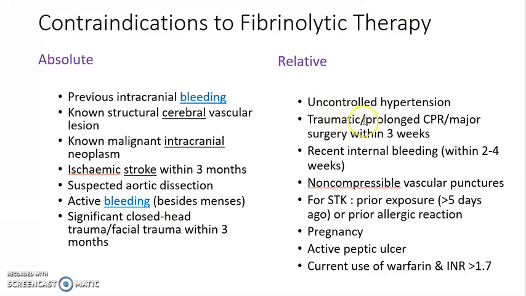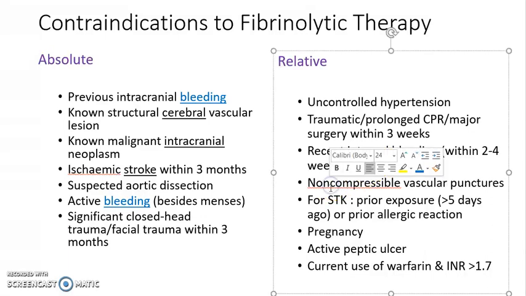Relative contraindications include having uncontrolled hypertension, traumatic or prolonged CPR, cardiopulmonary resuscitation, or major surgery within the past 3 weeks, recent internal bleeding, non-compressible vascular punctures, and prior exposure or prior allergic reaction to streptokinase, pregnancy. So that's a relative contraindication to streptokinase and TPAs, active peptic ulcer, and the current use of warfarin, and INR more than 1.7. So these are the relative contraindications.